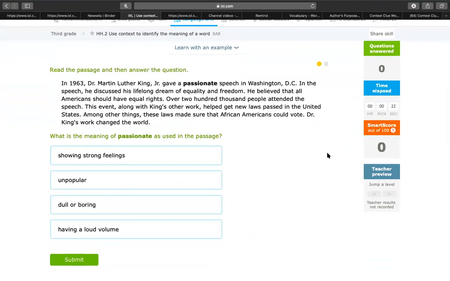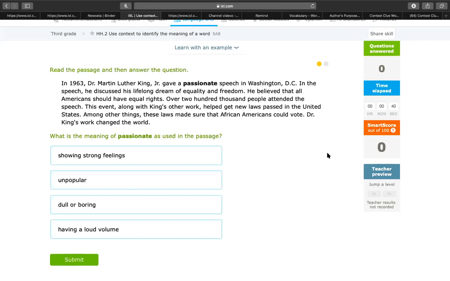In 1963, Dr. Martin Luther King Jr. gave a passionate speech in Washington, D.C. In the speech, he discussed his lifelong dream of equality and freedom. He believed that all Americans should have equal rights.